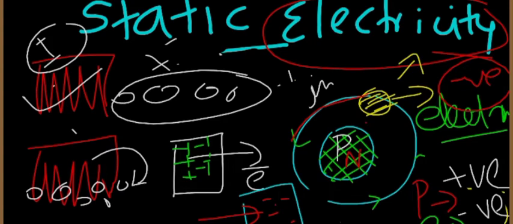So children, I hope you got the idea behind charging bodies and how we can charge a body. We can charge a body by rubbing, or by friction. The body which gains electrons becomes a negatively charged body, and the body which gives out electrons becomes a positively charged body.